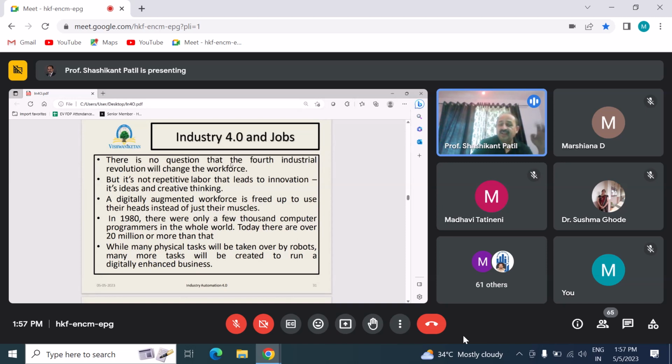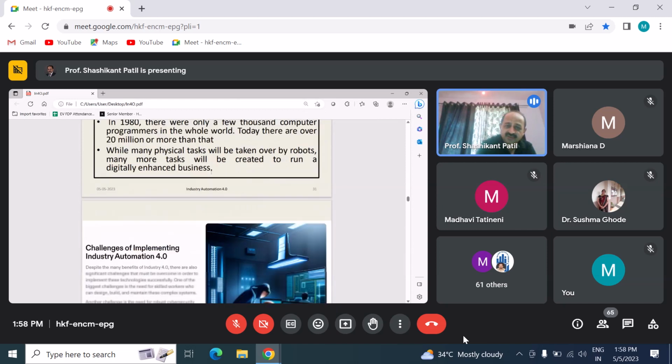In 1980, way back, there were only a few thousand computer programmers in the world. Now there are 20 million and more. So there should not be fear that with the help of technological advancement we are going to lose jobs and people will remain idle. While many physical tasks will be taken by robots, many more tasks will be created to run a digitally enhanced business. So this is complement. Then we'll come to the next.